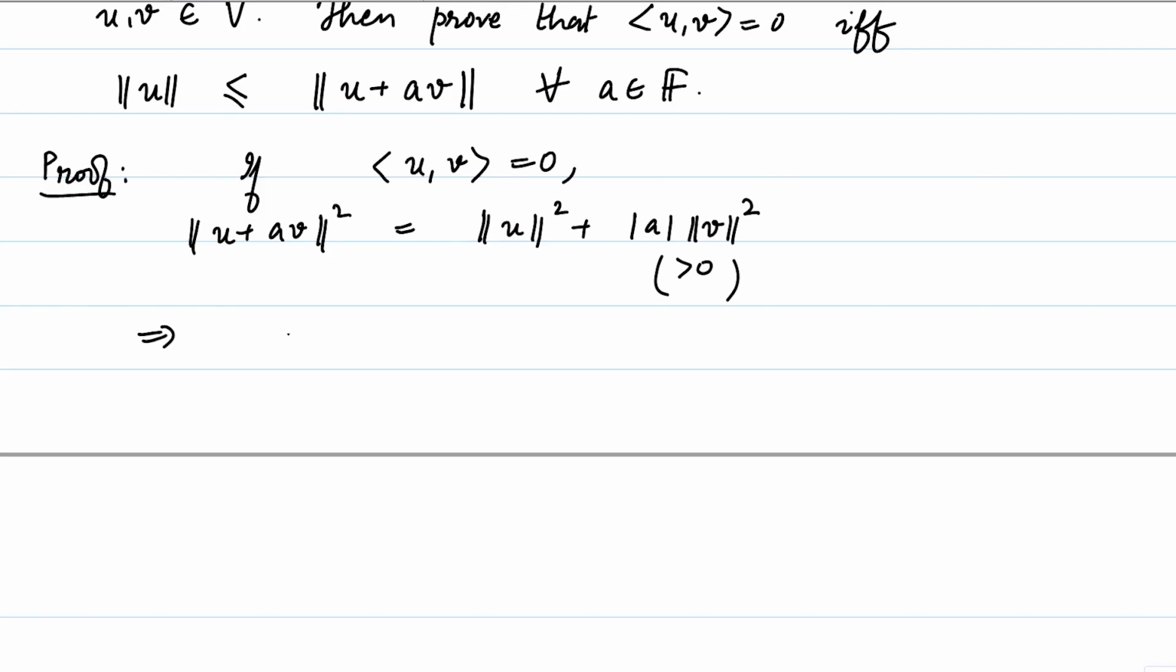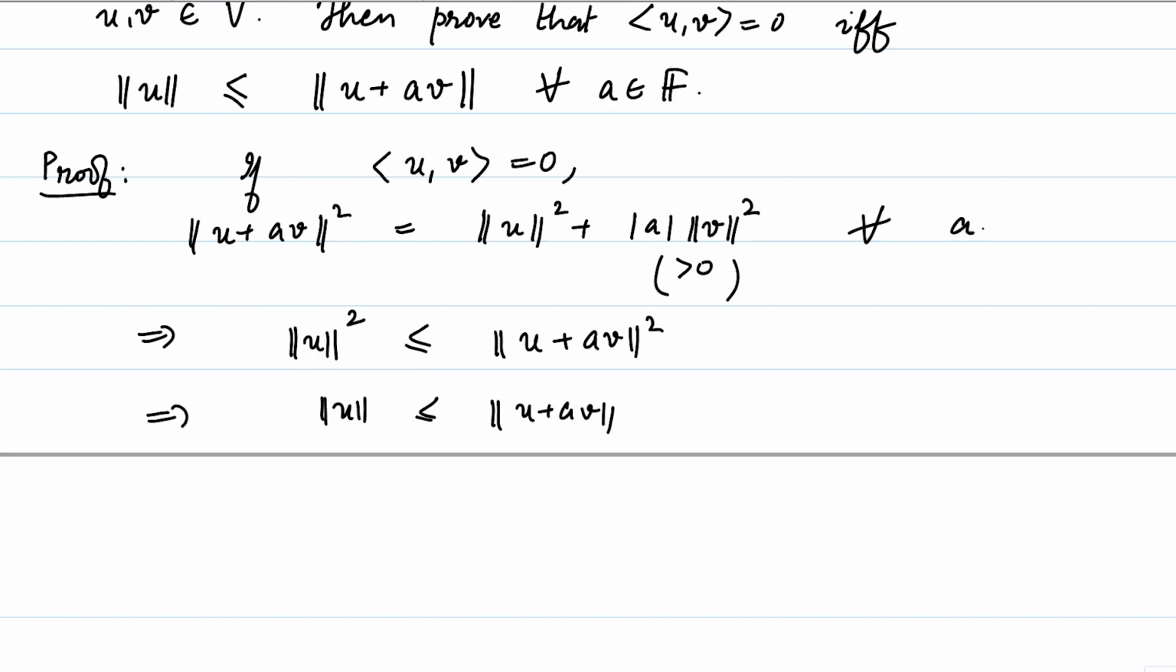So this implies that the length of u squared is less than or equal to the length of u plus av the whole squared. By taking the square root, the length of u is less than or equal to the length of u plus av. This is true for all a in F. So we have proved one side of the result, which was easy. We have shown that if the inner product of u, v is 0, if u and v are orthogonal, then the inequality is satisfied.